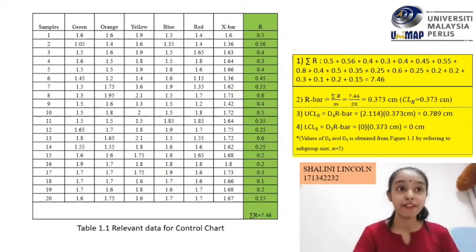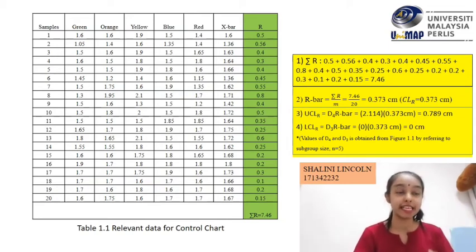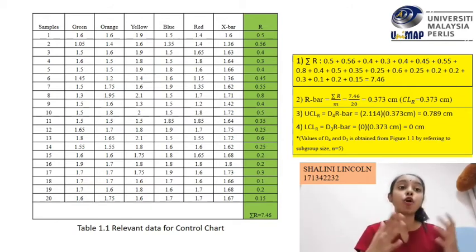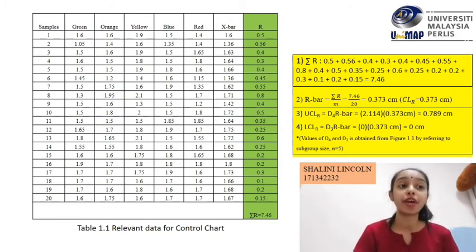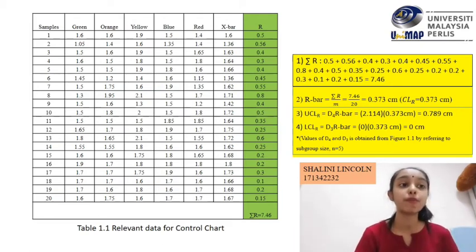So the X bar value and R value is tabulated in the table. The R value is highlighted in green, as we can see in the slide. So the sigma R can be obtained by totaling up all the R value for each sample, in which we get 7.46. The R bar value can be obtained by dividing the sigma R value with the number of sample M. So in this, we divided 7.46 by 20 and we get 0.373 cm. This is the control limit value also, which is 0.373 cm.